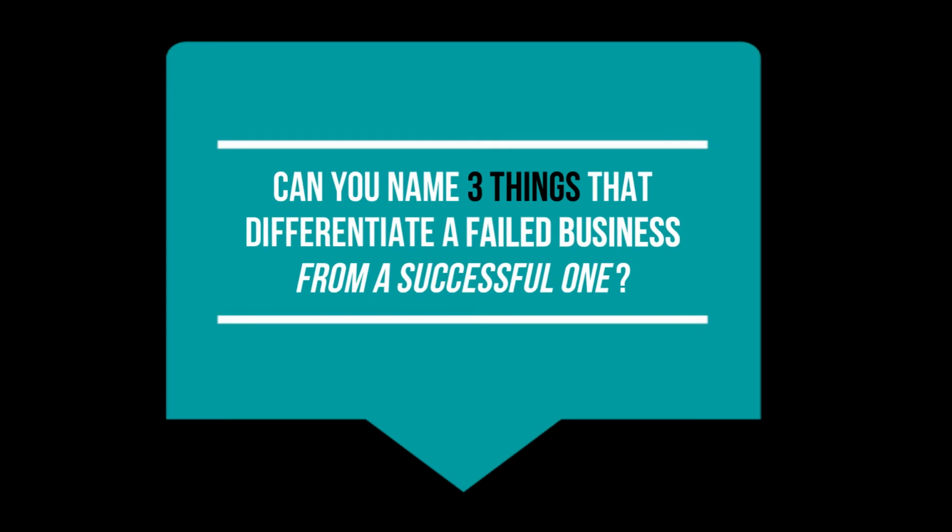Can you name three things that differentiate a failed business from a successful business? According to the survey conducted by Intuit, the company that owns QuickBooks, companies who are likely to fail are those that don't have financial visibility that helps them in managing their business. So what are those three things that differentiate a successful from a failed business?